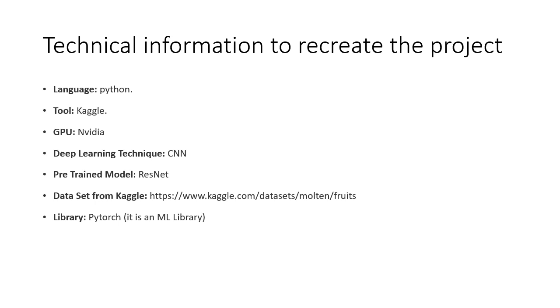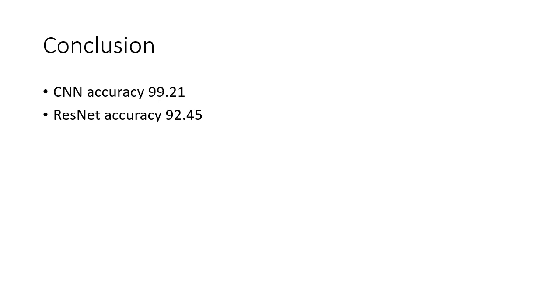After doing all this process, we have to move the data from one place to another. That is nothing but the implementation or deployment procedure. After that, when we give an input image of a fruit or vegetable or anything, our machine is able to detect what fruit or vegetable it is. In conclusion, we have achieved a convolutional neural network accuracy of 99.21% and a ResNet accuracy of 92.45%. That is a great number actually.